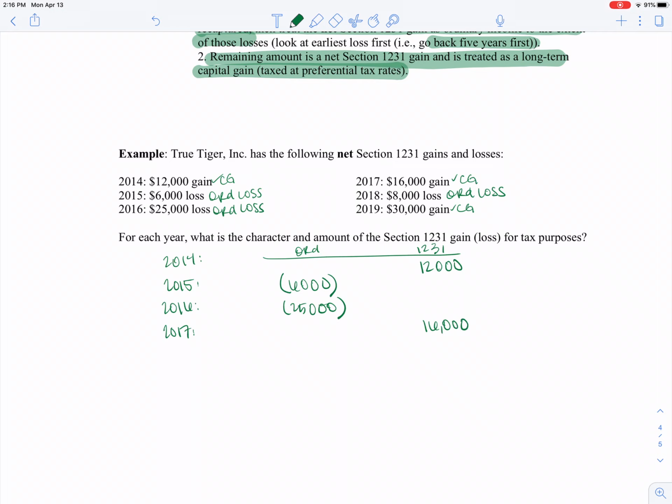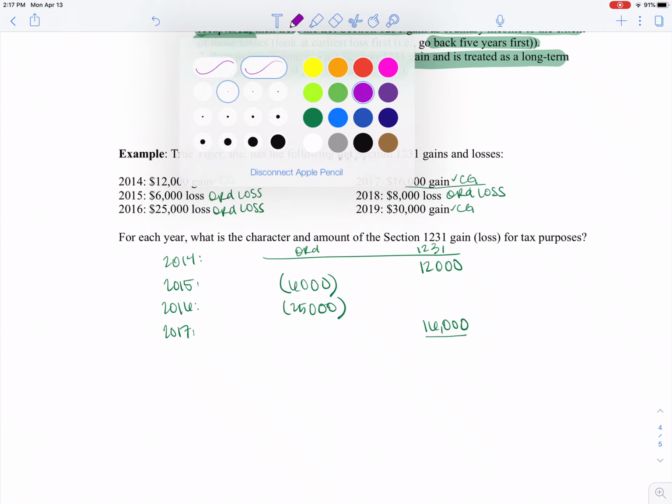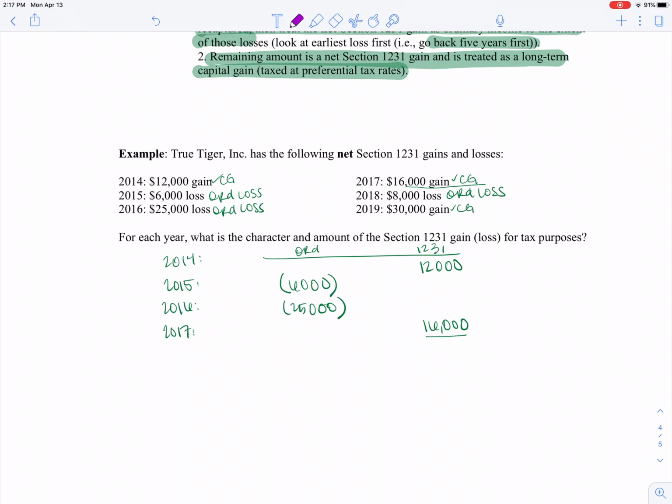And this is where the look back comes in. I have to look back, and normally the default rule would be that I would get capital gain treatment on that 16. But the look back rule says, well, if you've gotten the benefit of ordinary loss deductions in the past 5 years, some or all of the $16,000 will not get capital gain treatment, and it will have to be considered ordinary.